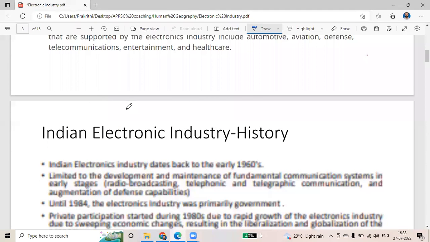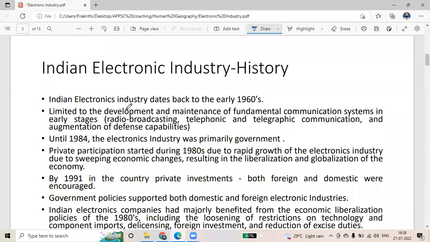So when we go back to the history of electronics, especially in India. As I said, if you look back 100 years ago, we were nowhere aware of electronics. So when it was introduced in India, it became available in India during the 1960s. The Indian electronic industry dates back to the early 1960s, after independence.